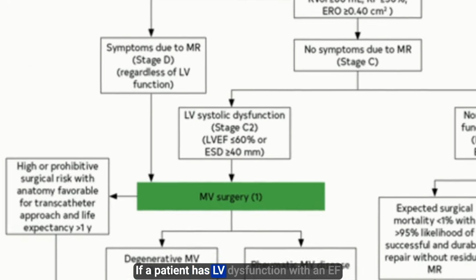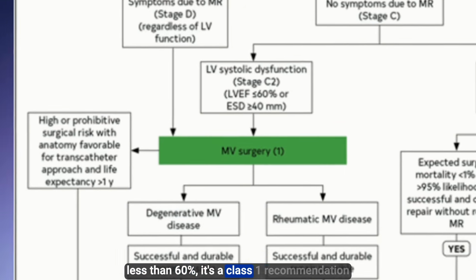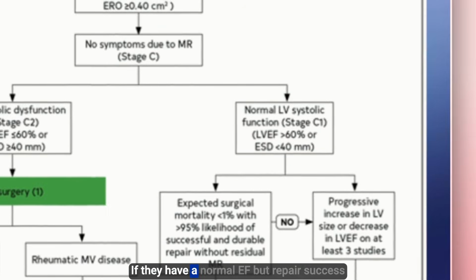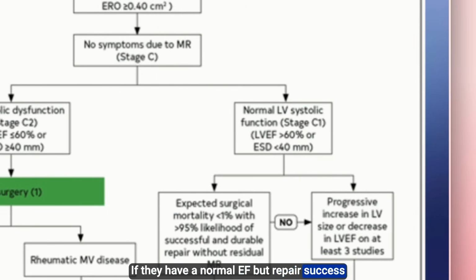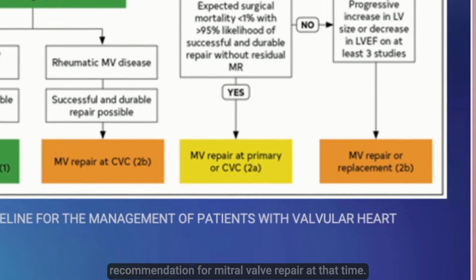When we look at the asymptomatic category, there's a couple different differentiators here. If a patient has LV dysfunction with an EF less than 60%, it's a class 1 recommendation to intervene on the mitral valve at that time. If they have a normal EF, but repair success likelihood is greater than 95% with a predicted mortality less than 1%, it's a class 2A recommendation for mitral valve repair at that time.